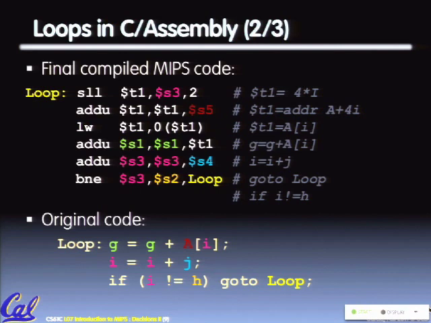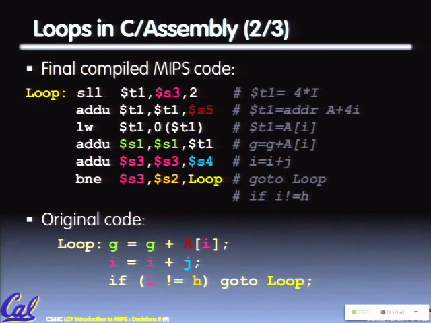So this is how cool the SLL is. It says i, shift left by 2 spaces. Now it's i times 4. I add that to my array, put that in some temp called T1 with no offset, and that's how you access A of i.